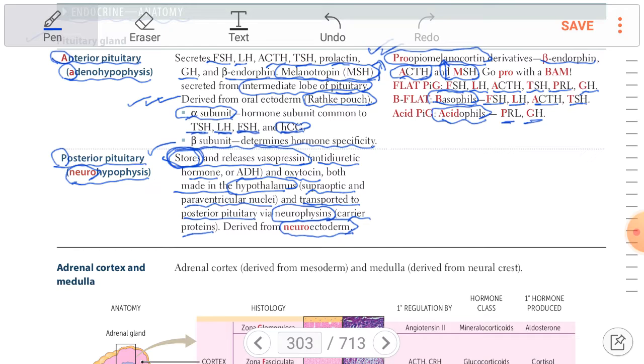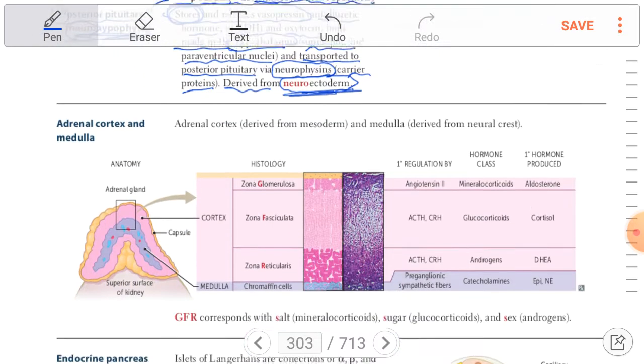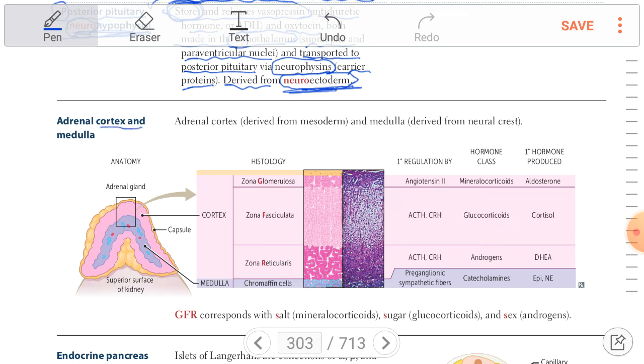So it's made in the hypothalamus, then transported through the neurophysins. Then it will reach the posterior pituitary, which will store it, and then release it. It's derived from what? It's derived from the neuroectoderm. So you have the anterior pituitary from Rathke's pouch, and the posterior pituitary from neuroectoderm, called the neurohypophysis.